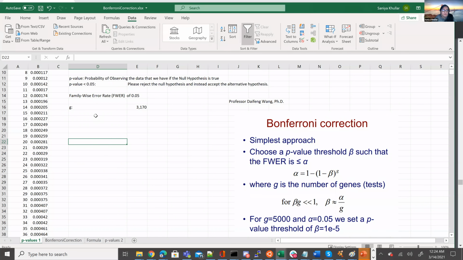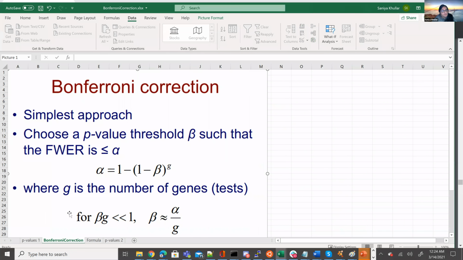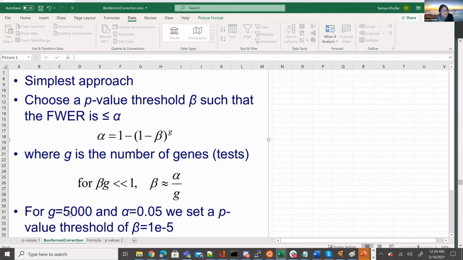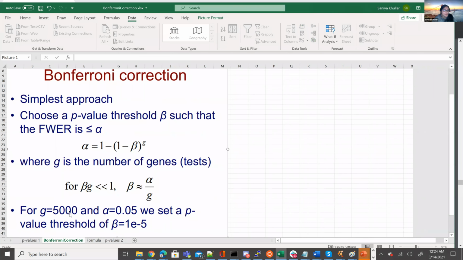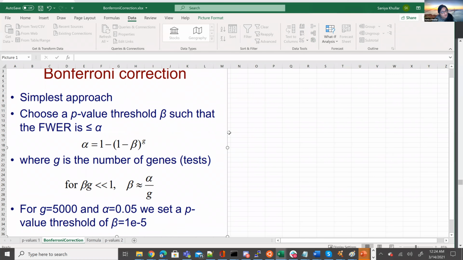I'm going to show you an example of how we would do it. Again, this is the Bonferroni correction formula. It's the simplest way of testing for multiple hypotheses. There are other ways, like Benjamini-Hochberg, and the Storey-Tibshirani approach as well. There are multiple ways to test for multiple hypotheses, and there are multiple hypotheses because we're running the two sample t-test for multiple different genes.